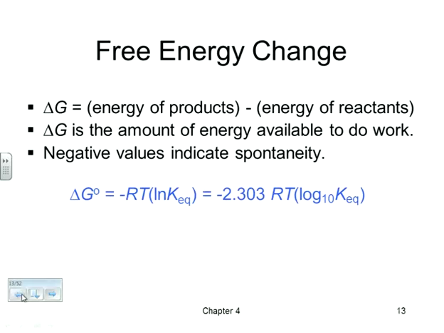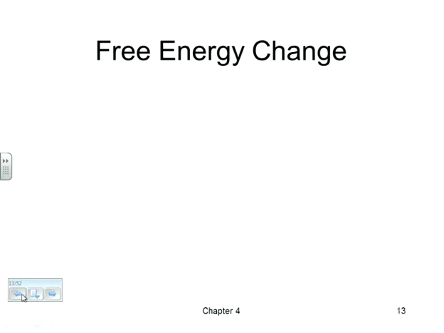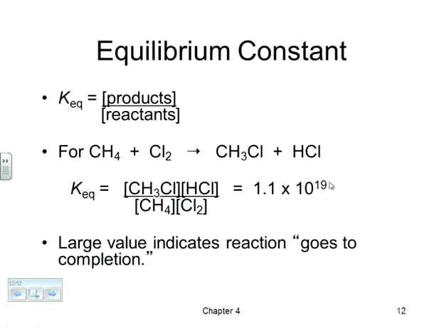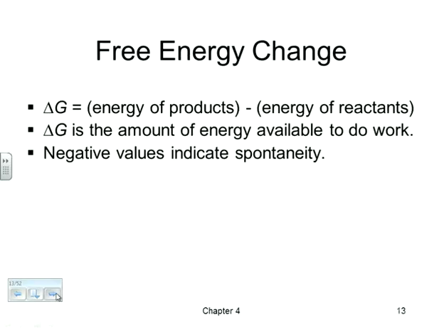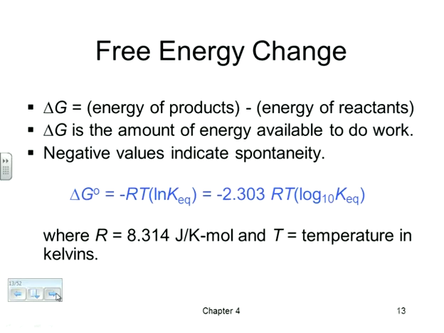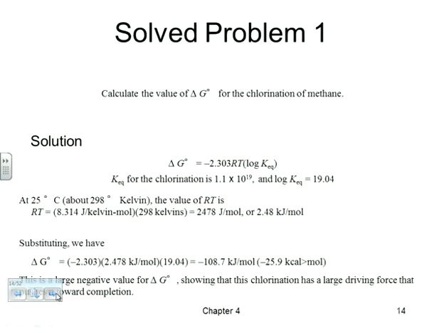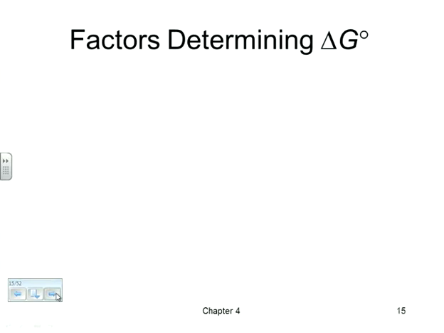So if we come back over here to this number, based on this K value, what would be the sign of delta G? Negative, right? So would that be spontaneous or non-spontaneous? Spontaneous. Okay, they're calculating it there.